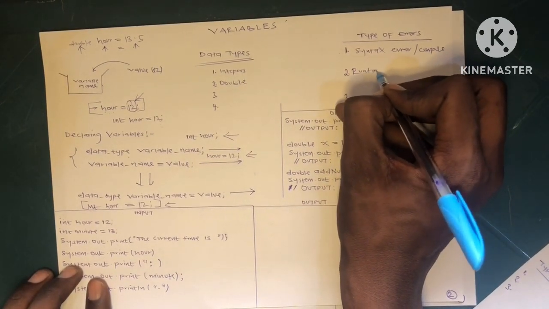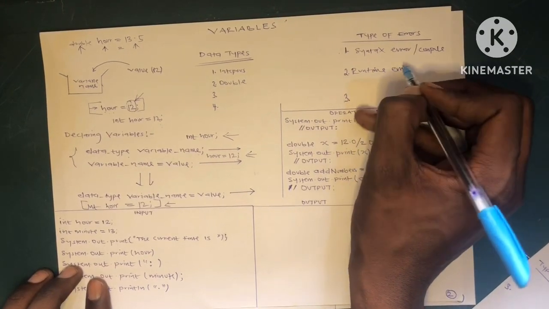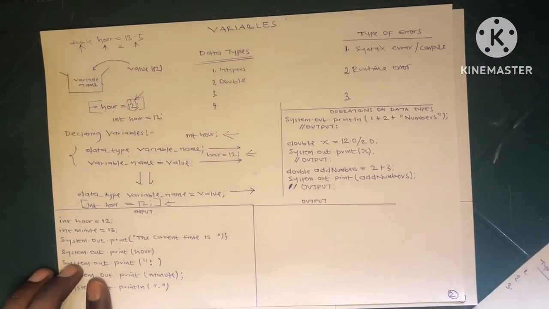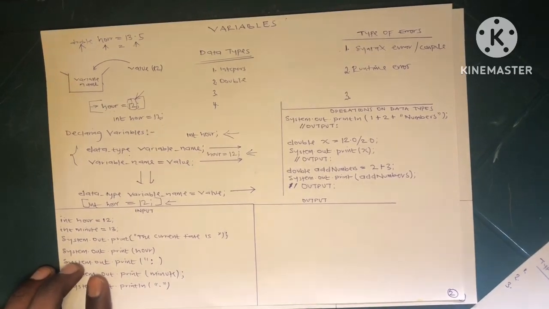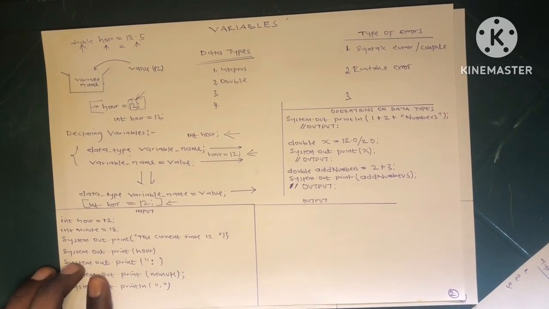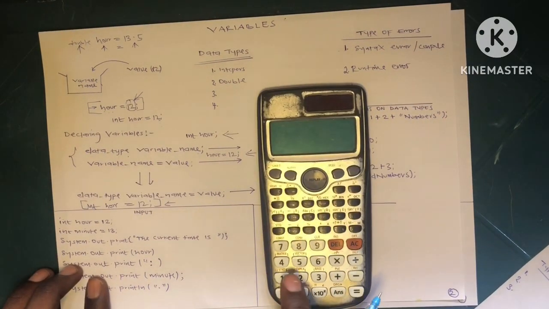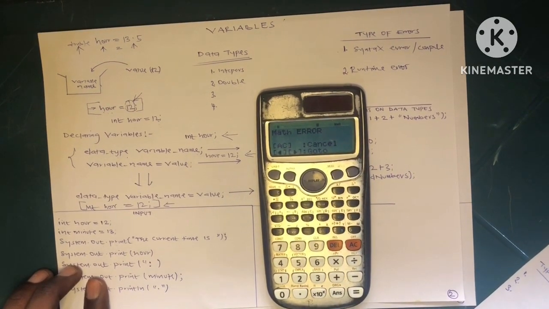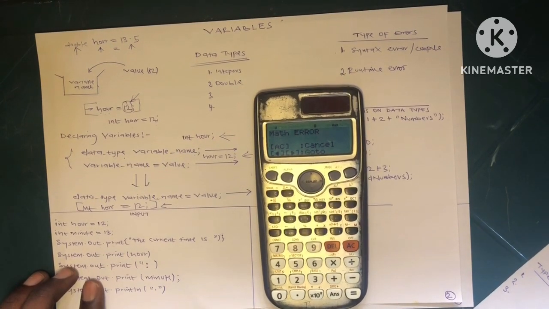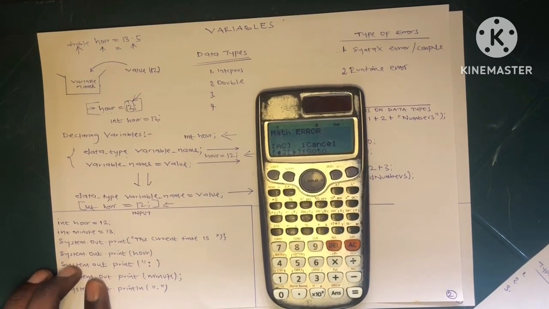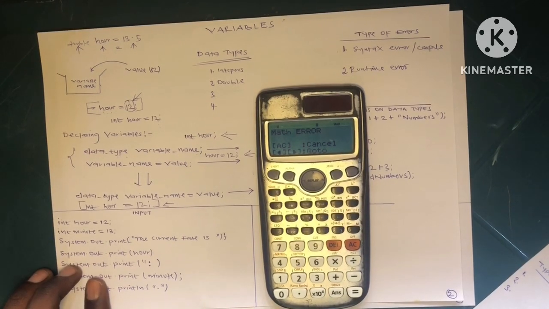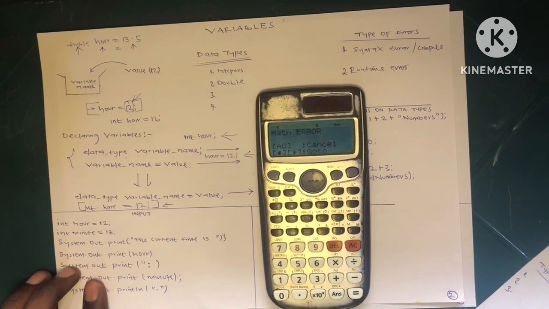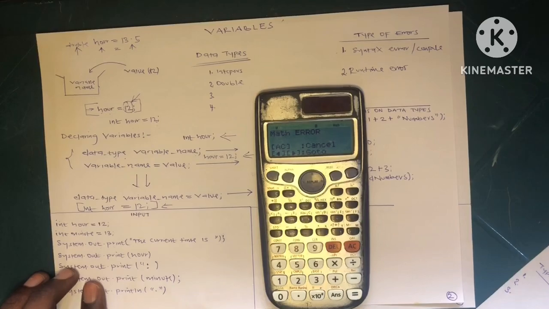A runtime error. Now, actually, this type of error is difficult to describe, but I'll try my best to do so. In your calculator, for example, let's say you want to divide a number by 0. Let's say you want to divide 12 by 0. As you've noticed, this is a math error in your calculator, but in Java, this type of error is called a runtime error. So basically, if you want to identify a runtime error, any error that is not a syntax error and not a semantic error is a runtime error.